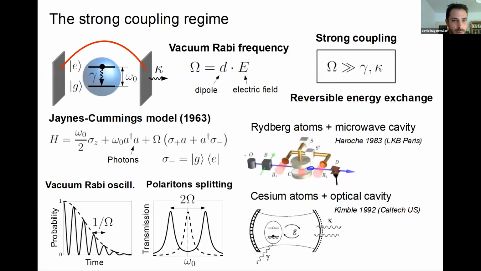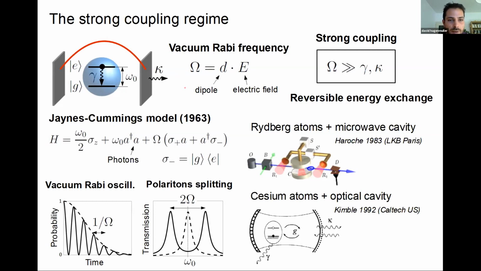So the usual way to introduce the strong coupling regime of cavity QED is to consider the simplest model of an atom, which consists of a ground state G, an excited state E, separated by the transition frequency omega naught. And the transition between these two levels corresponds to a dipole moment, which can be coupled to the vacuum fluctuation of the electric field confined in a cavity made of two mirrors.